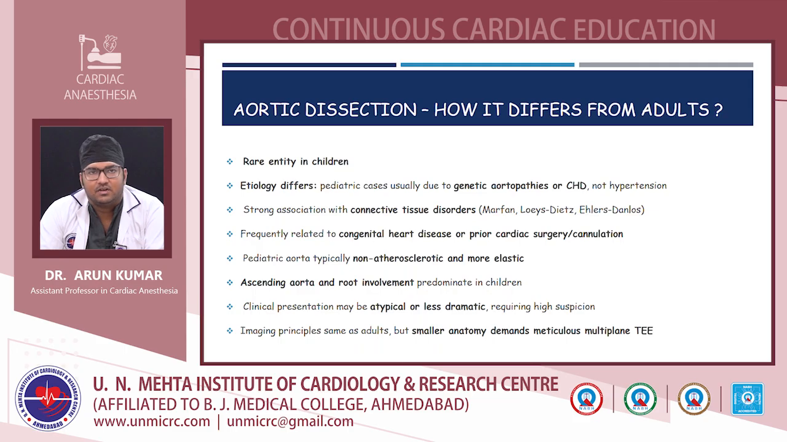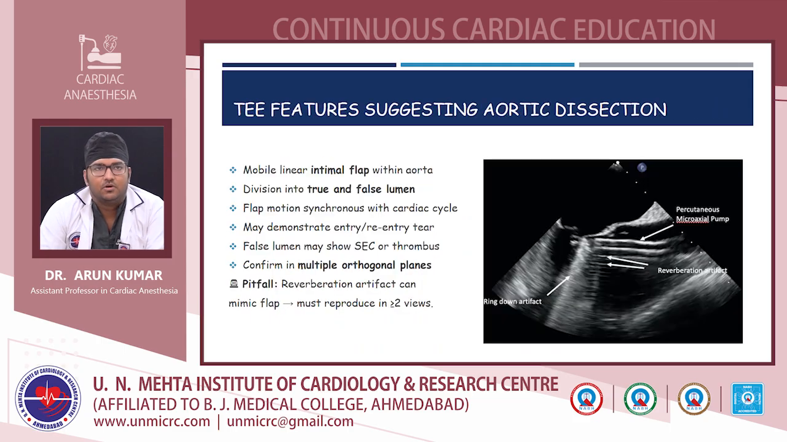The imaging principles in TEE are the same as in adults, but the smaller anatomy demands meticulous multiplane TEE imaging. TEE features suggesting aortic dissection are a mobile linear intimal flap within the aorta, and division into true and false lumen. Flap motion can be synchronous with the cardiac cycle. It may demonstrate entry and re-entry tears. The false lumen may show SEC or thrombus, and we are supposed to confirm this in multiple orthogonal planes, because there can also be a reverberation artifact which can mimic the flap.